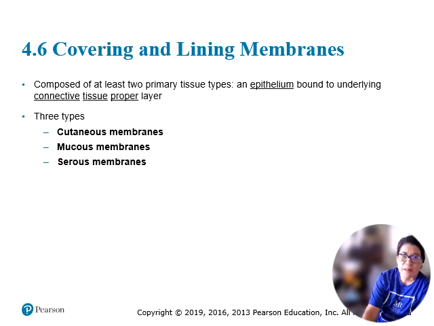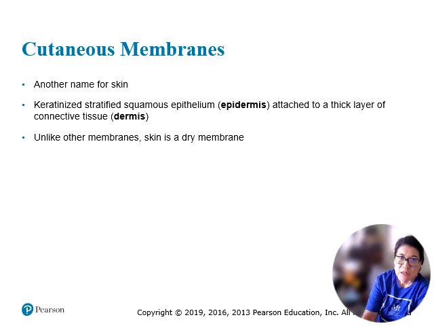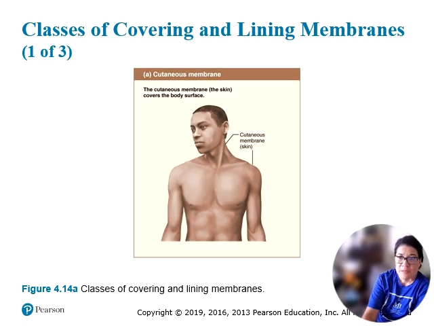Okay, and then these are different types of coverings and linings, and they are made of like combos of two. They're made of epithelium and connective tissue. And we've seen some of these terms before: cutaneous, mucous, and serous membranes. Okay, so cutaneous membranes is skin. It's a dry membrane, so that's unique. And in your skin, which we'll learn about more later in chapter 5, I think, you've got epidermis and dermis. Epidermis is on the top, and then dermis is underneath. So there you are showing your cutaneous membrane.